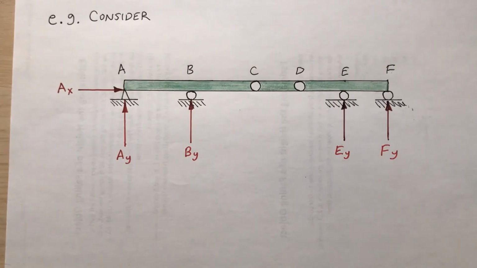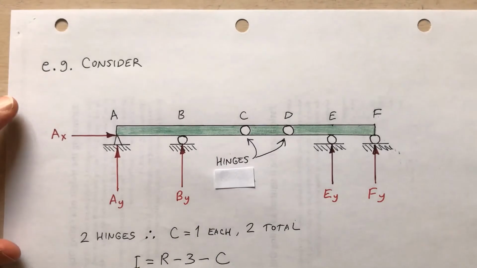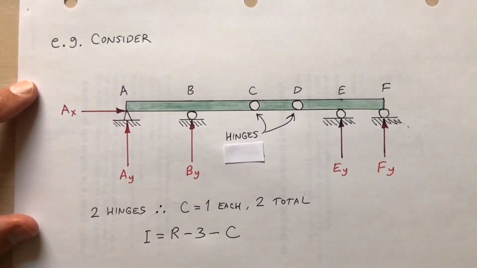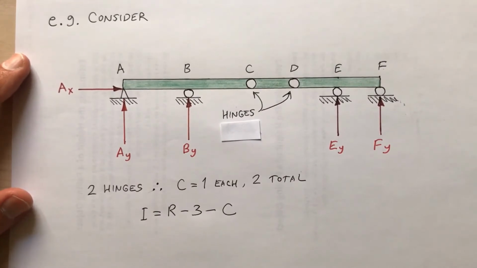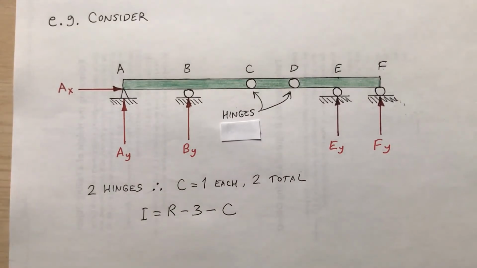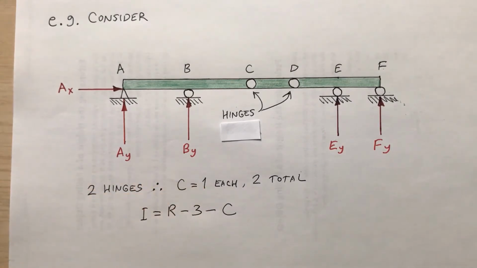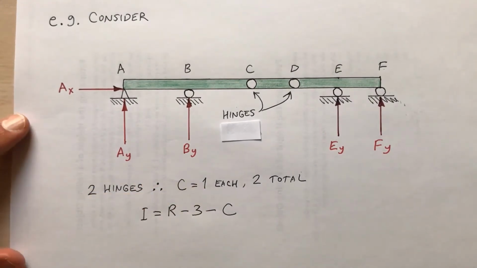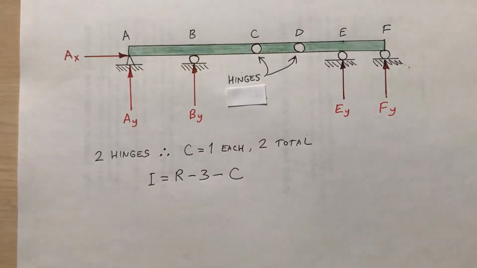So is this determinate or indeterminate? And if it's indeterminate, what is the degree of indeterminacy? How many hinges do I have? Two hinges. See the two hinges? Each of those hinges offers one internal release. So I say two hinges, therefore C is equal to 1 each for a total of 2. So C will be 2. 1 plus 1 is 2.